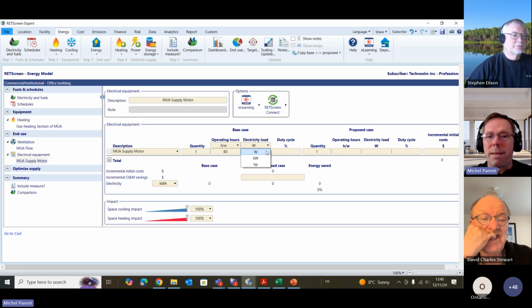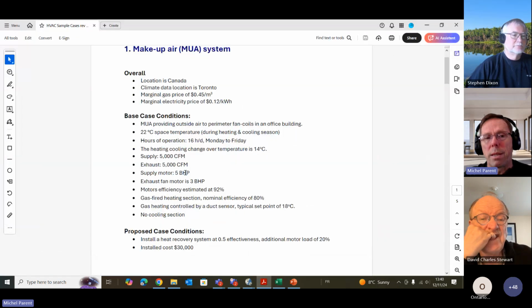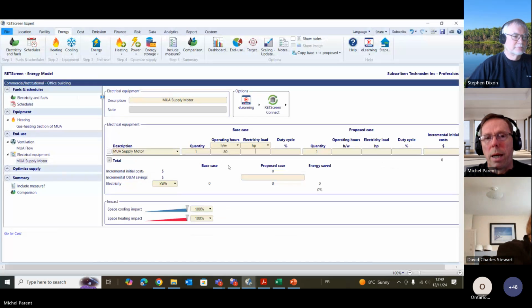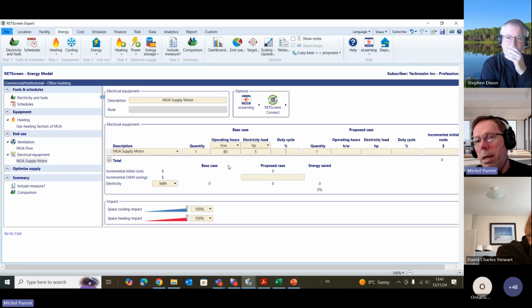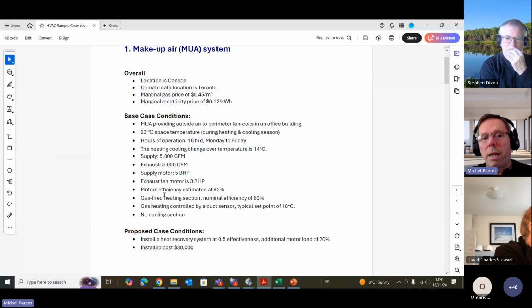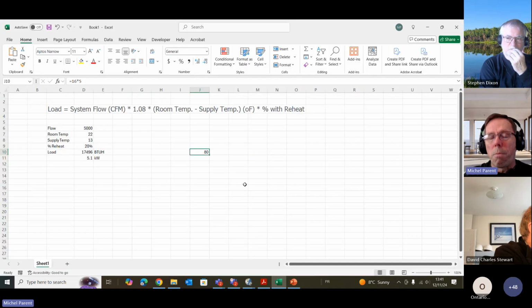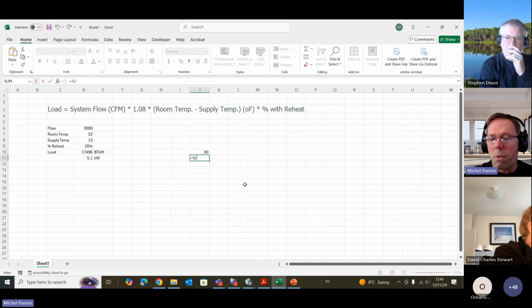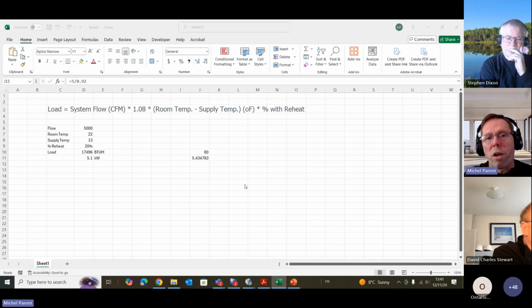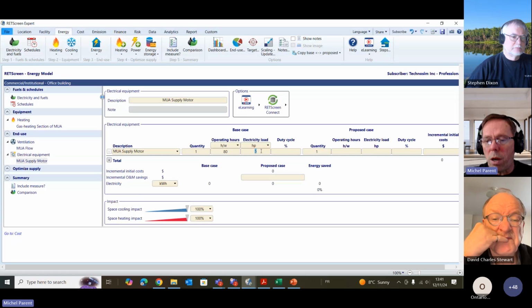Now, the next place is, okay, I'm going to enter horsepower. And we look at our sheet. It says we have 5 brake horsepower. And I'm going to make a mistake here on purpose. I'm going to enter 5. That's wrong, because that's brake horsepower. It's at the motor shaft, and that motor has an efficiency. So if you enter 5 here, it would take that as 5 electrical load horsepower. So you actually have to divide by the motor efficiency to get from the BHP to the actual horsepower, which would be 5.4. So if you enter 5.4, then you're fine.